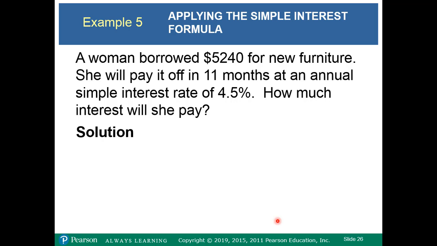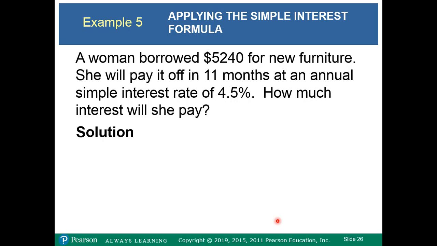So now, word problems. Okay, so let's now use what we learned about simple interest and solve a word problem. So a woman borrowed $5,240 for new furniture. She will pay it off in 11 months at an annual simple interest rate of 4.5%. How much interest will she pay? Okay, so what's the interest after 11 months?